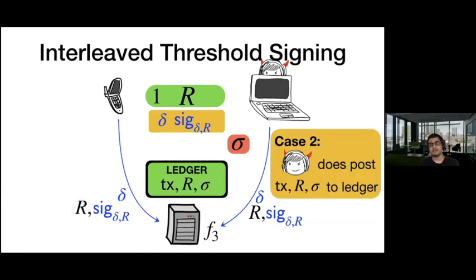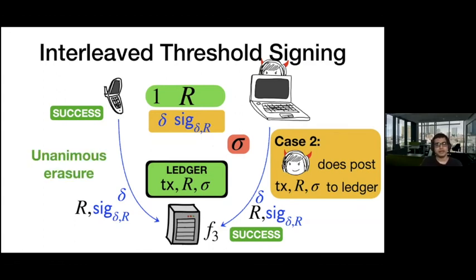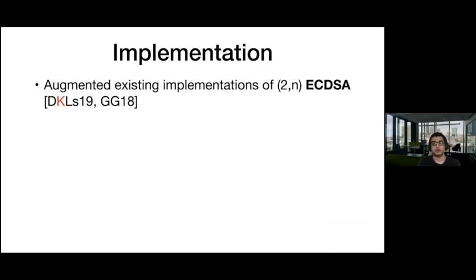The other case is that the adversary can post the transaction with the signature on the ledger, in which case it's basically equivalent to the honest case and everyone's going to refresh and move on. Right? And so we achieve unanimous erasure. We have an implementation of this to augment some existing 2-of-n ECDSA protocols. Thanks to Jack Turner for the DKLS implementation.